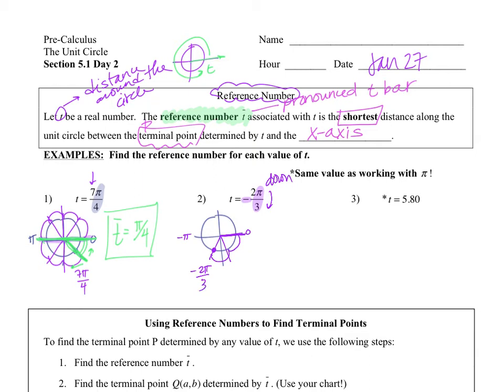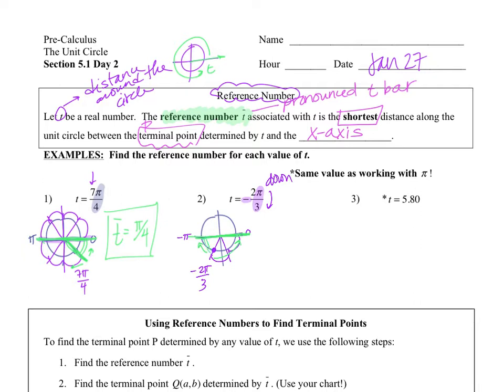Good. And now I'm going to do the same thing as I did before. After I figured out where that is, I go back to my x-axis and I ask, is it shorter to get to the x-axis going to the left, or going to the right?